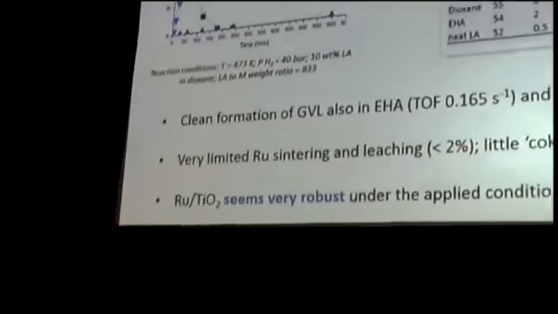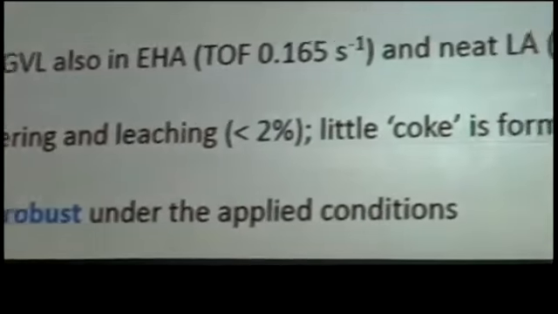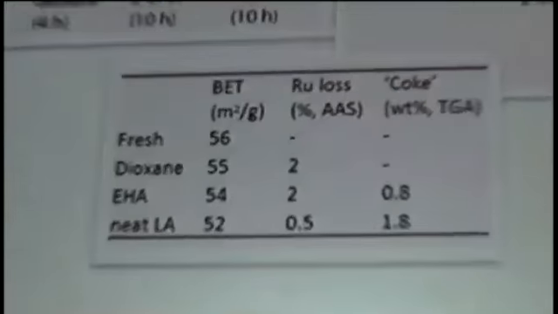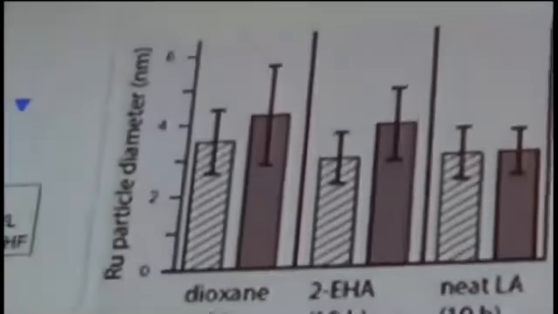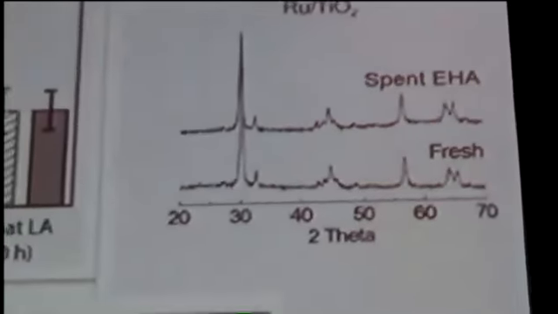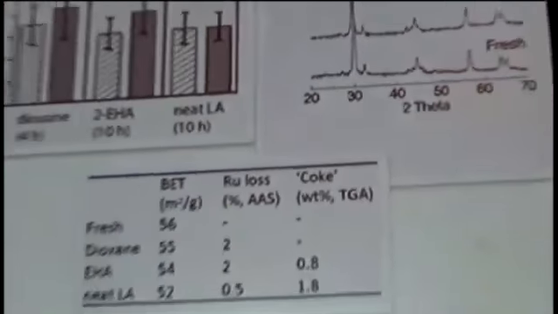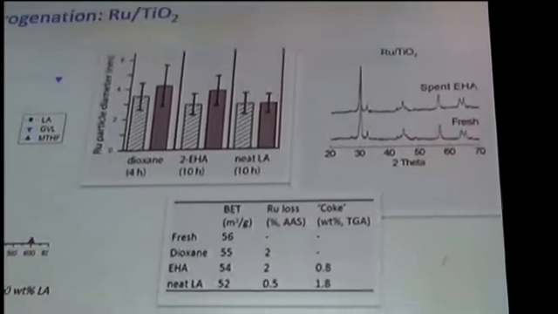If we then look at the spent catalyst, what we see is that the catalyst is rather stable. Regardless of the solvent, if we do it in dioxane or in ethylhexanoic acid, we see no leaching of the ruthenium to the solution. The leaching is less than 2% of the original metal intake. We see very little coke formation. We see very limited sintering of the ruthenium nanoparticles, and we also see by XRD that the titania stays intact. So ruthenium and titania seems to be quite a robust catalyst.